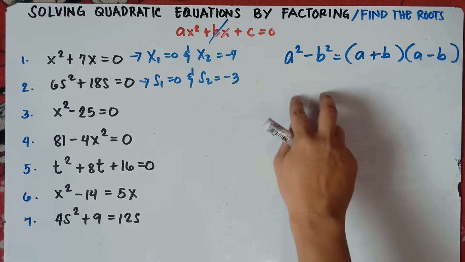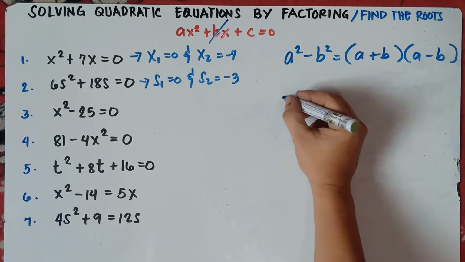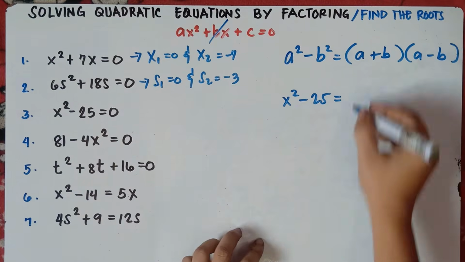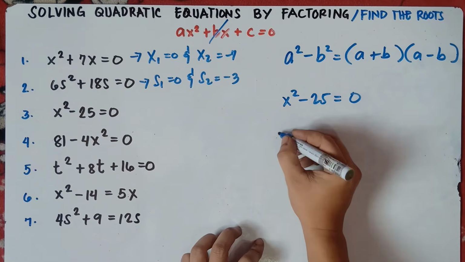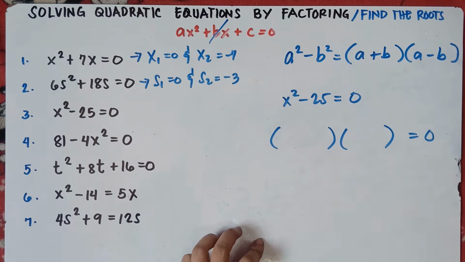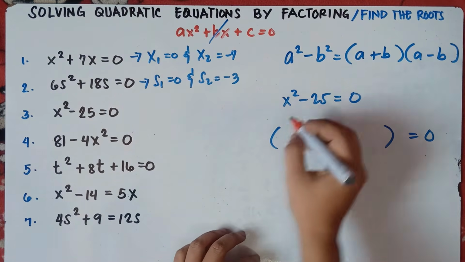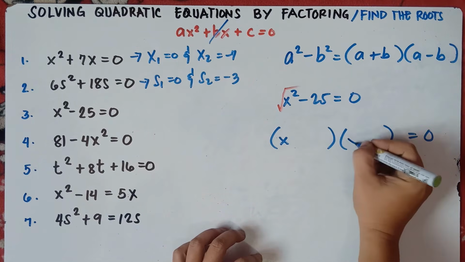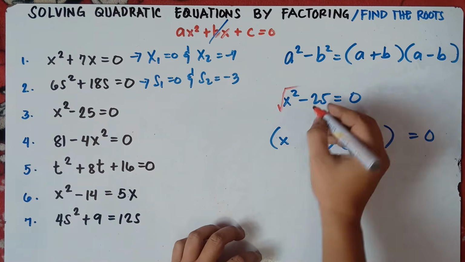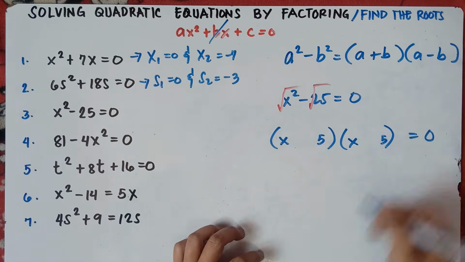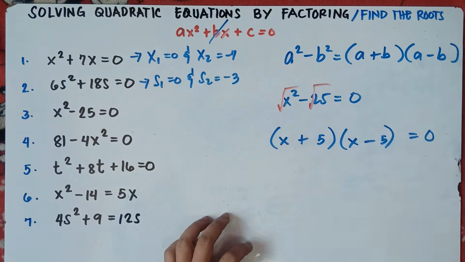So let's try number 3 to formally understand this. x squared minus 25 equals 0. To factor this out, you put two quantities, and then equals 0. So get the square root of x squared. The square root of x squared is x, so you put x. And the square root of 25 is 5, so you put 5 in each. And then positive, negative. That's it, class.